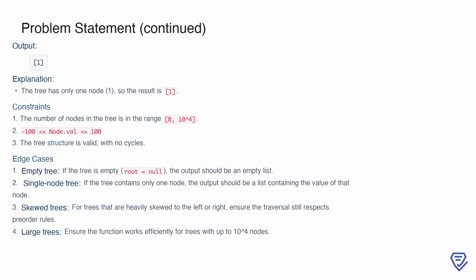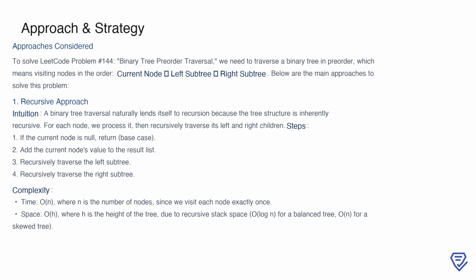The problem also specifies some constraints and edge cases to consider, such as handling large trees with up to 10,000 nodes, ensuring the traversal respects the preorder rules for skew trees, and efficiently processing trees with values in the range of -100 to 100. To tackle the problem of binary tree preorder traversal, we need to traverse the tree in the order of visiting the current node first, followed by its left subtree, and then its right subtree.